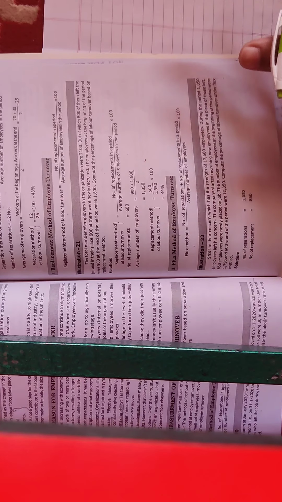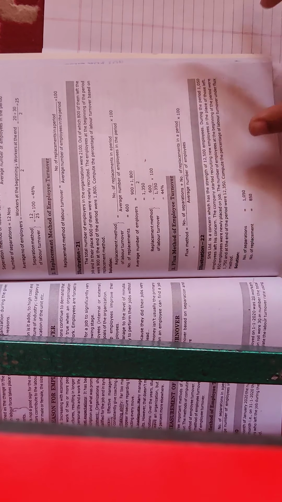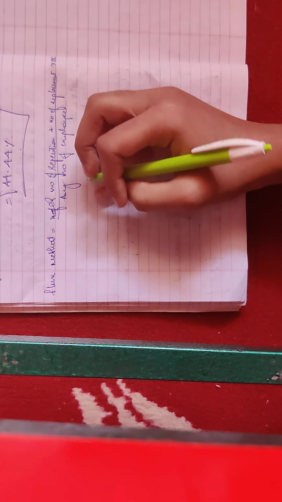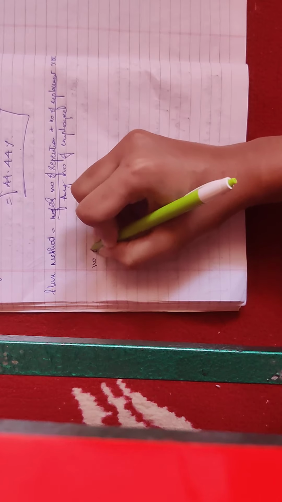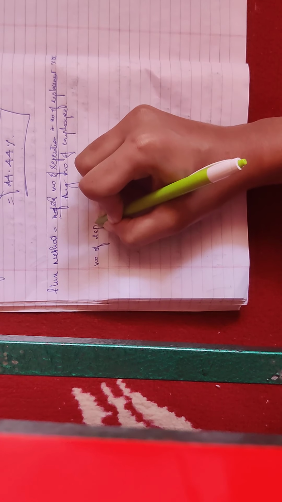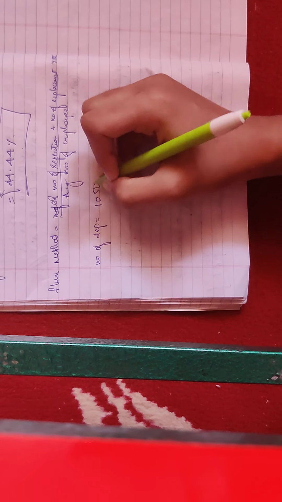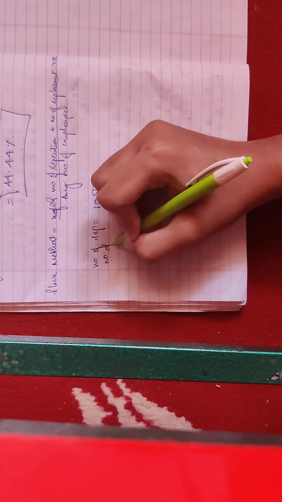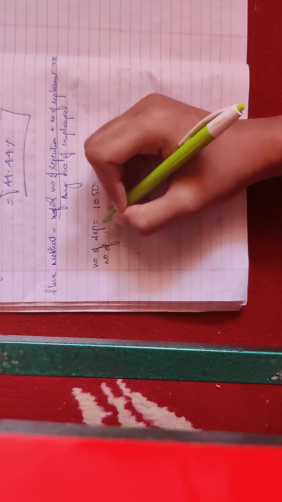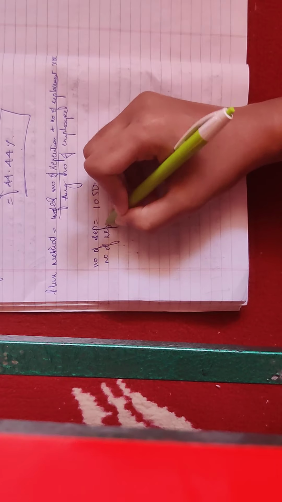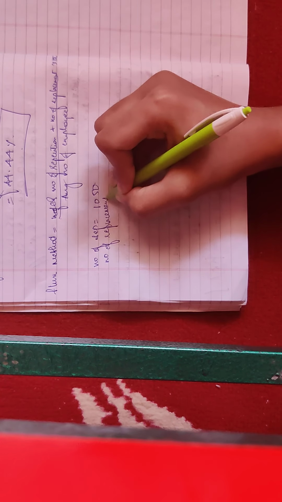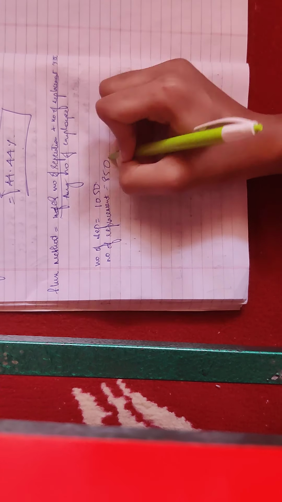Now, the number of separations and the number of replacements are given to you. Let's look at how we need to calculate. We'll calculate the average, and based on that we will calculate. I will show you the working. Under the flux method, first you see how many separations there are. The number of separations in your question was given as 1,050. The number of replacements is given in the question as 850.